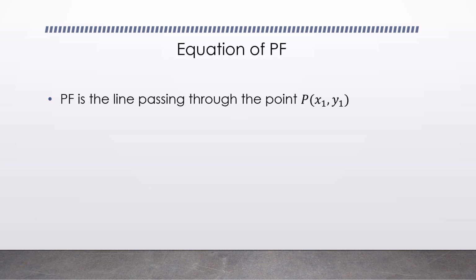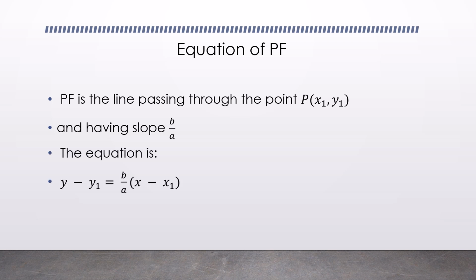We can now find the equation of the perpendicular line PF. PF is the line passing through the point P(x1, y1) and having slope b over a. So the equation of PF is y minus y1 equal to b over a into x minus x1. Rearranging this equation, we obtain bx minus ay equals bx1 minus ay1.